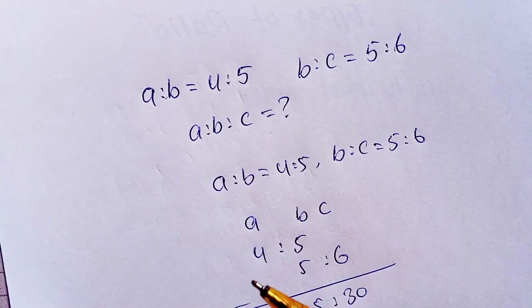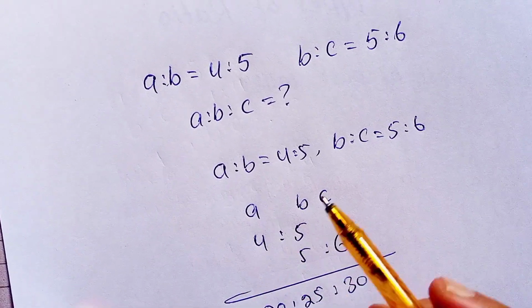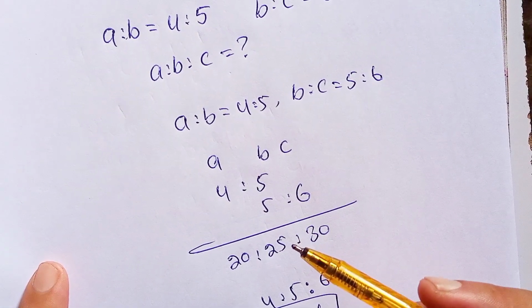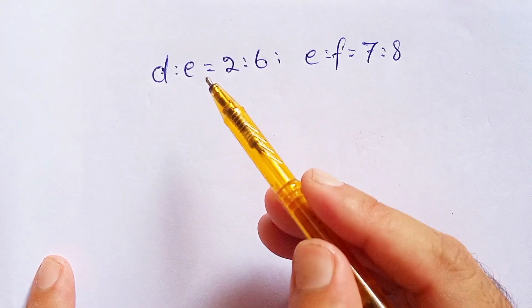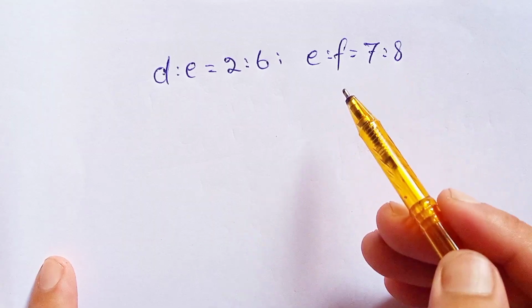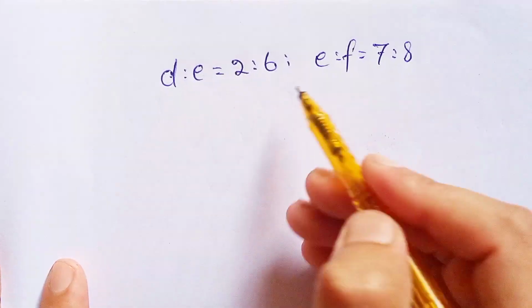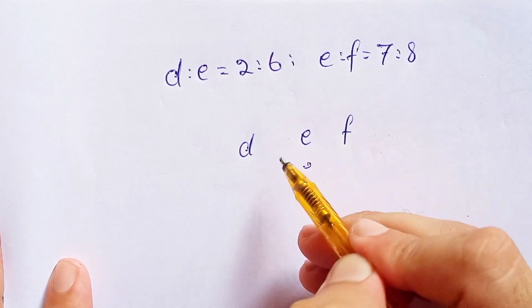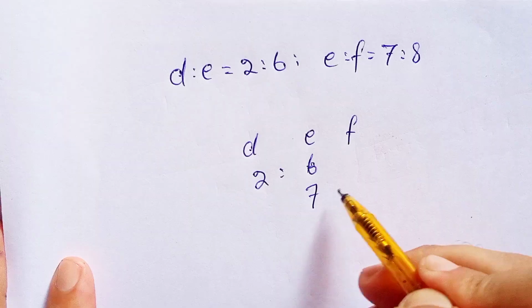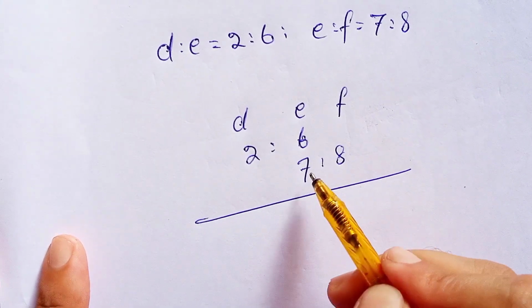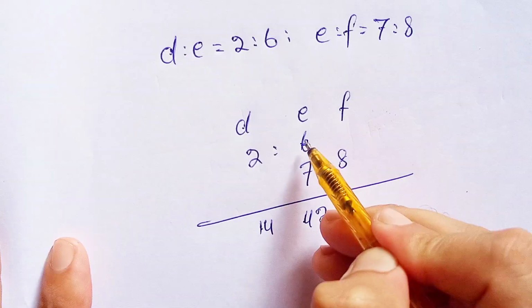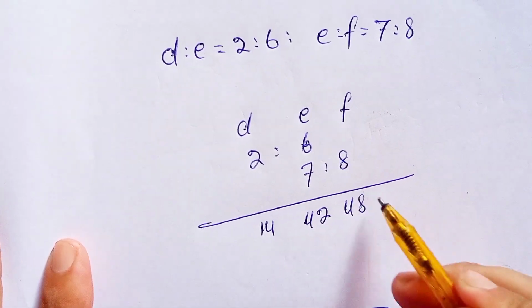If we are given the ratios of more than two quantities, then by following these tips you can find the continued ratio of these quantities. We are given D:E as 2:6 and E:F equal to 7:8. We have to find the continued ratio. So we can write it as D, E, F, and we can write this ratio as 2:6 and 7:8. So 7 times 2 is 14, 7 times 6 is 42, and 6 times 8 is 48, right?